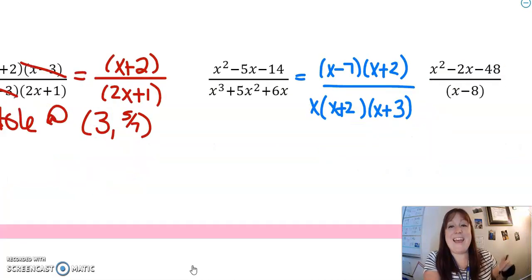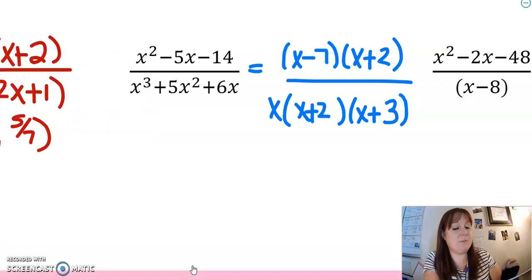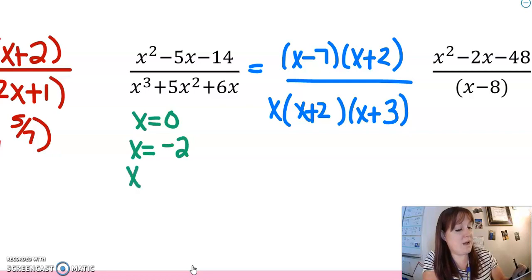So now I have to decide, okay, what is a hole and what is an asymptote? The very first thing I'm going to do is look for a discontinuity. I'm going to say, where is this function undefined? Well, that's anywhere that the denominator is equal to 0. So the denominator is equal to 0 at x equals 0. It's also equal to 0 at x equals -2 or x equals -3. Each one of those is a discontinuity.